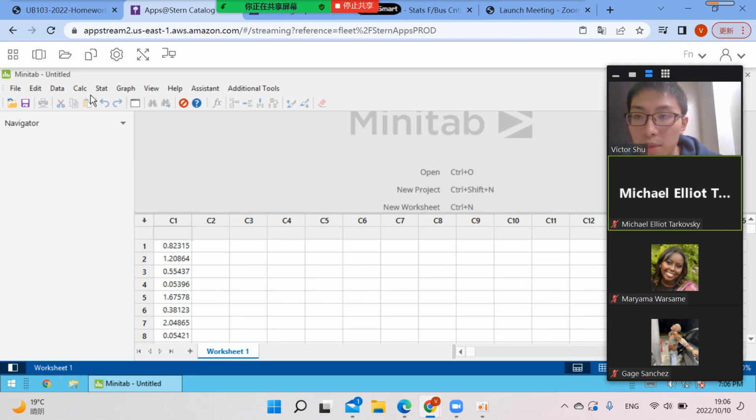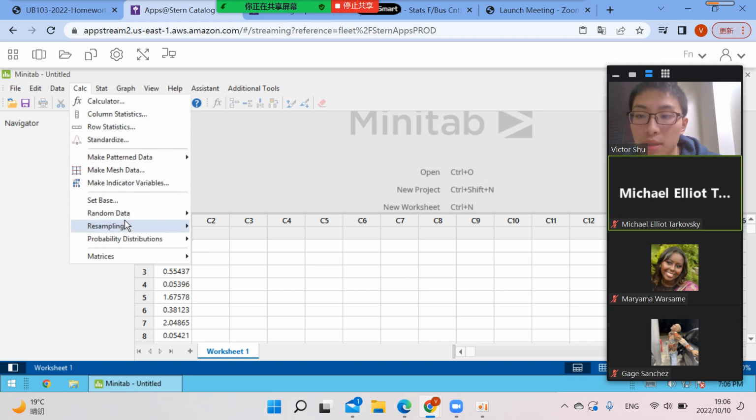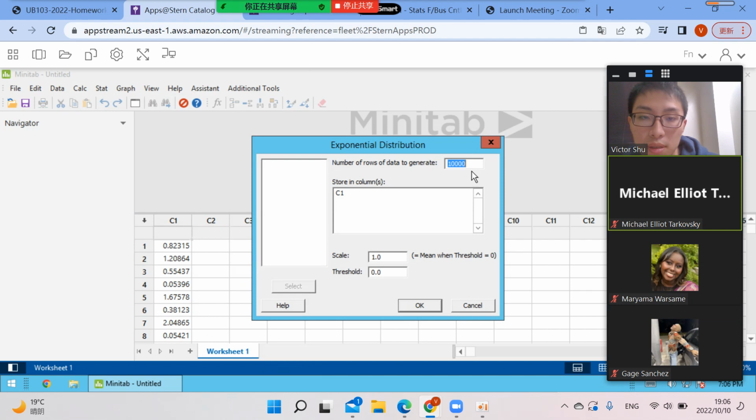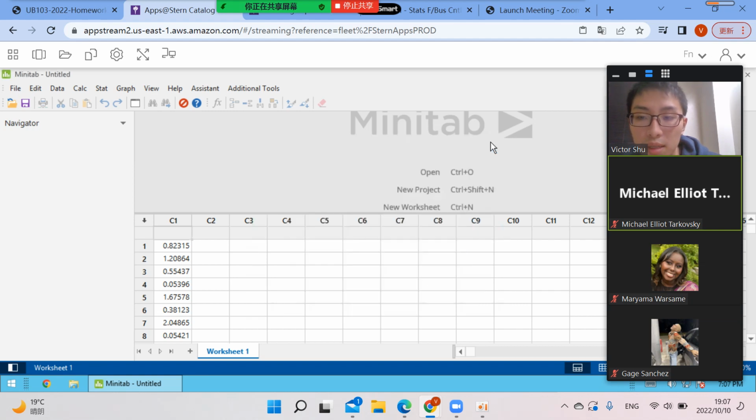For the new student coming in, I just use Calc, Random Data, Exponential, and I set the number of data I want to generate to 10,000. I store in column C1. I put the scale, which is the mean and the parameter in the homework, as 1.0, and that's my C1.